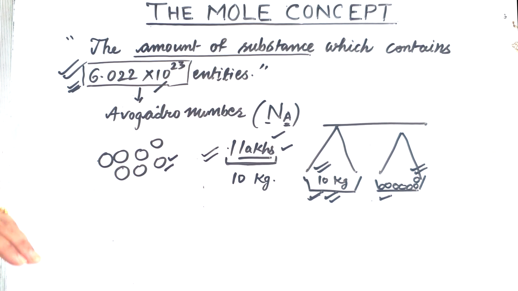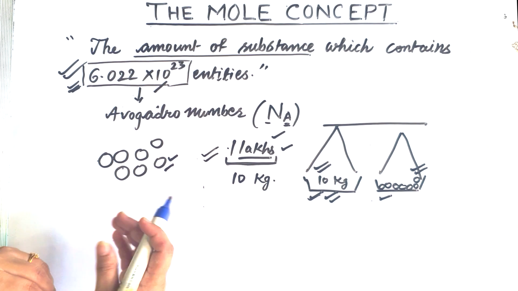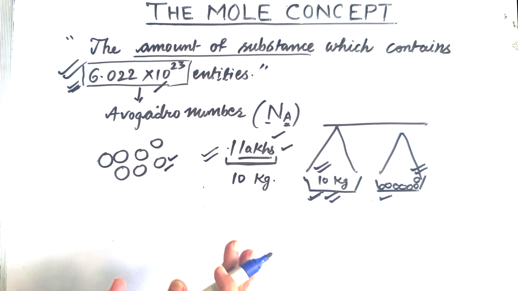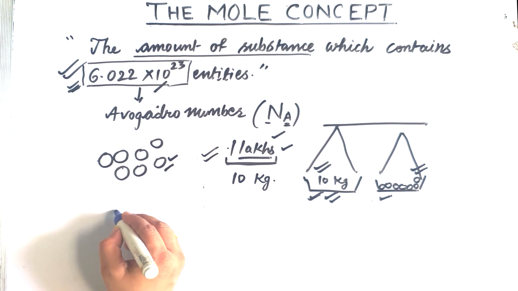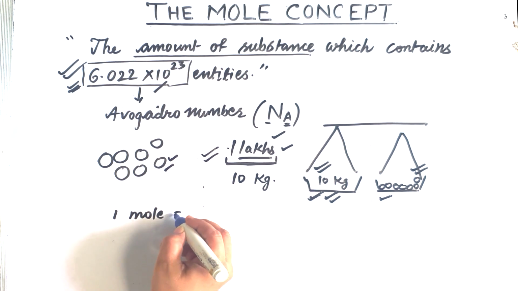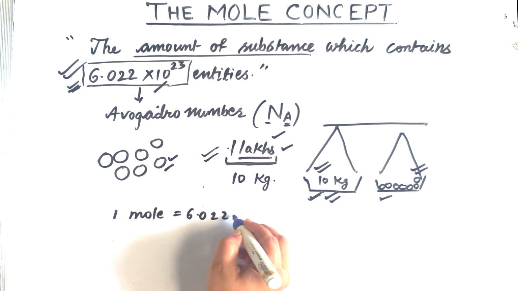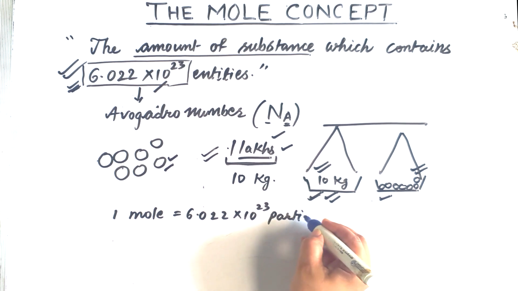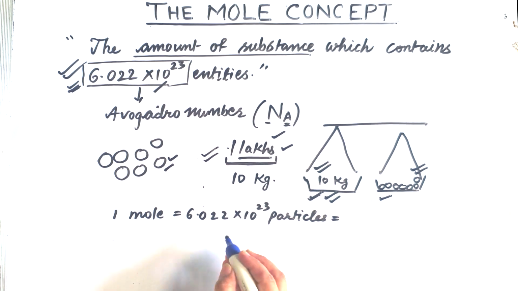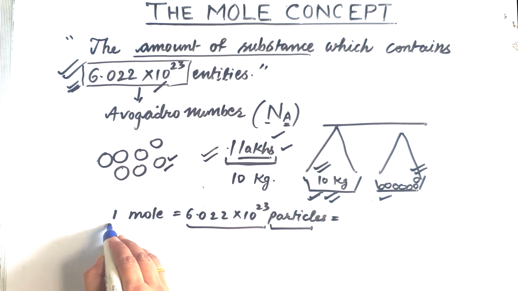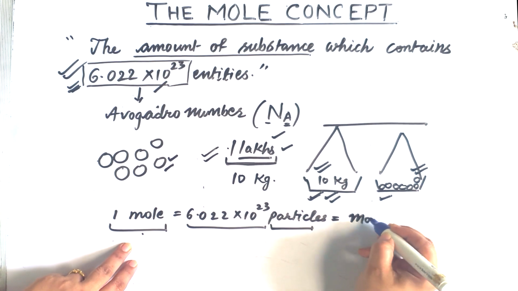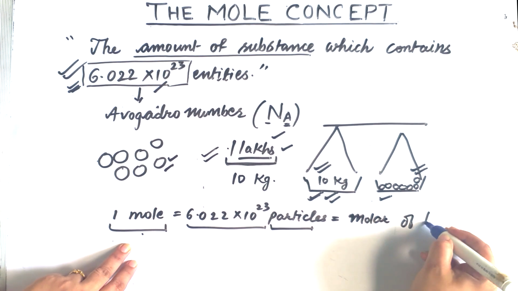So one more relationship was established, in which the number 6.022 × 10^23 is related to the molar mass of that substance. Let me give you this relationship: 1 mole means 6.022 × 10^23 particles. That I already know. And this mass of the substance is always equal to the molar mass of that substance.